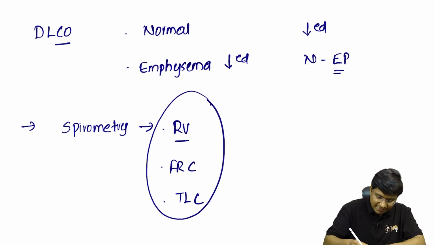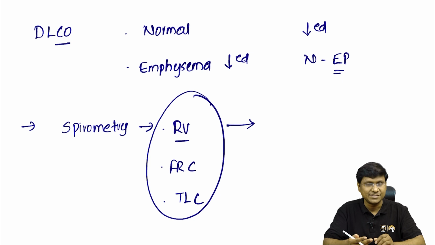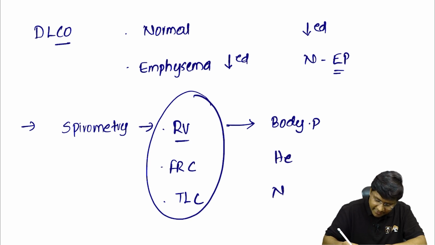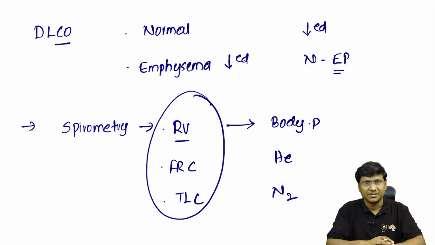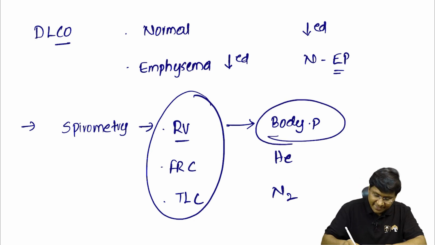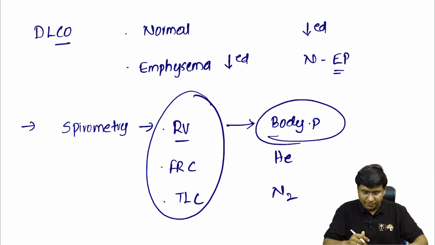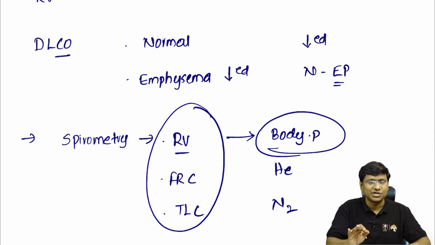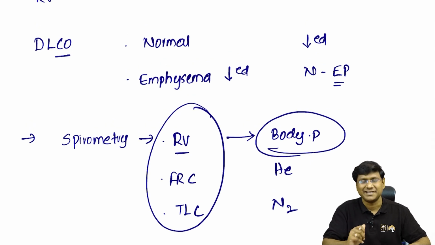Then what is the method by which you can measure the residual volume, functional residual capacity, and total lung capacity? That is by body plethysmography, then the helium dilution method, then the nitrogen washout method. But out of all these, the best method for assessment of residual volume, functional residual capacity, and total lung capacity is body plethysmography. So this is in a nutshell about the pulmonary function tests.